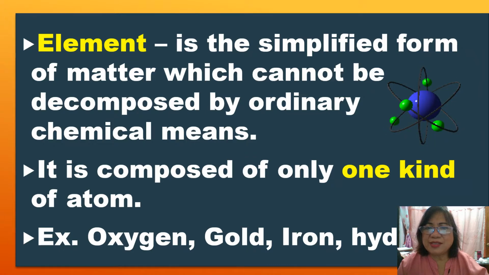An element is the simplest form of matter which cannot be decomposed by ordinary chemical means. It is composed of only one kind of atom. One atom is equal to one element. Examples: oxygen, gold, iron, hydrogen, and so many more.